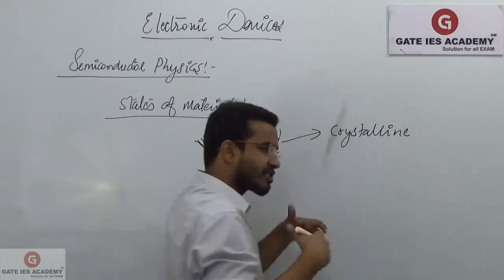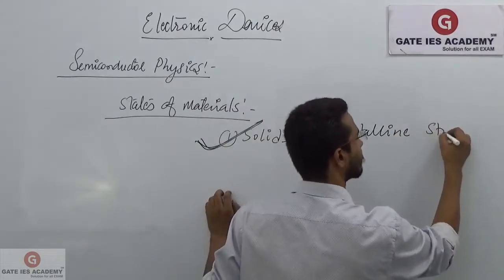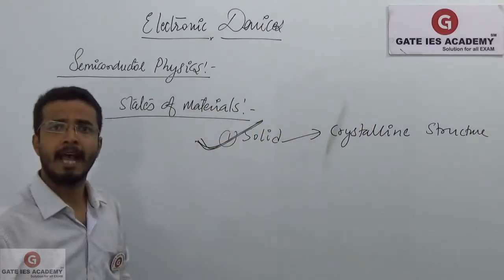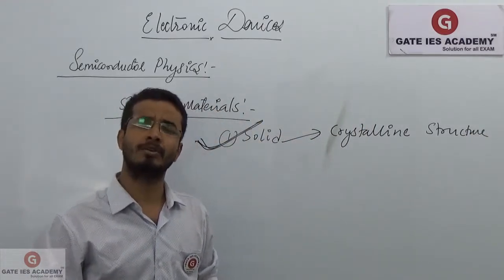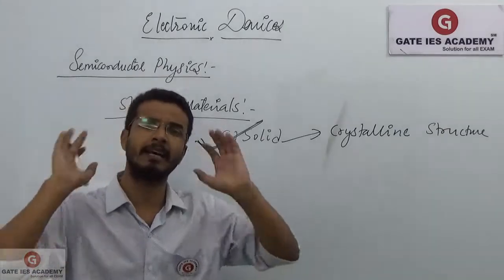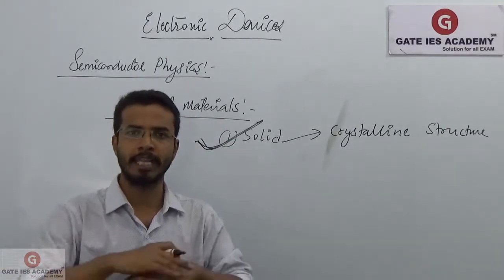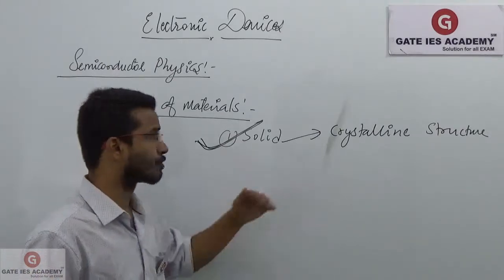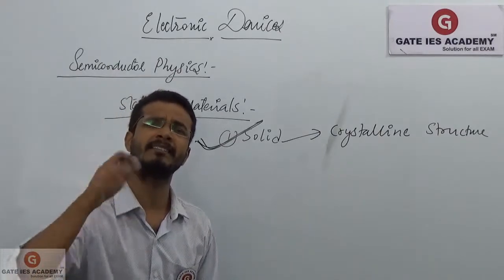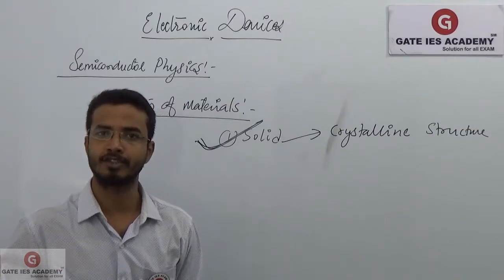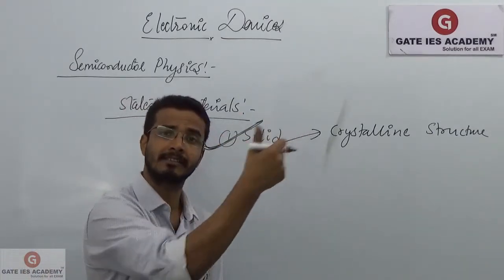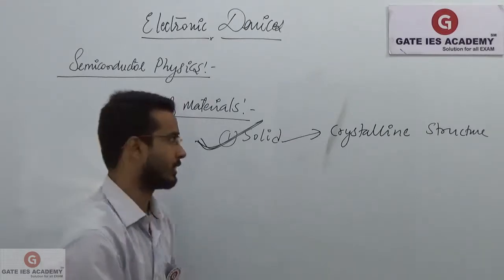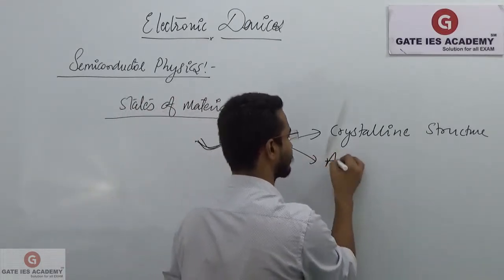That type of structure is known as a crystalline structure. And the solid where the atoms can randomly sit anywhere, with no periodic or standard variation of those atoms, meaning any atom can exist anywhere. No periodicity is there, no reference model is there to define the places of the atoms. Then that is known as amorphous.